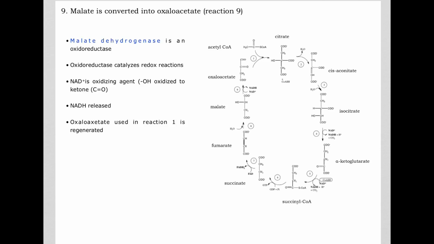So the oxaloacetate that was used in reaction number 1 has been regenerated by reaction number 9. Basically, to oxidize the acetyl-CoA into carbon dioxide, we have not used any of these intermediates. We have not used oxaloacetate or any other intermediate of the Krebs cycle, and that's why none of these intermediates of the Krebs cycle appear in the net equation for the cycle.